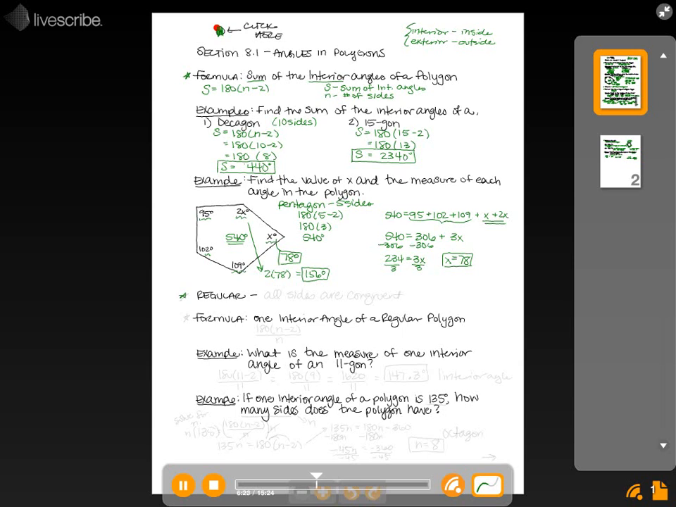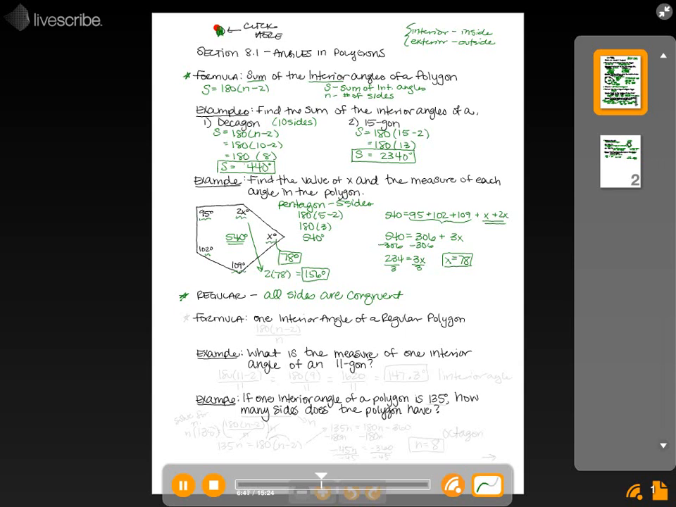All right, next thing we're going to talk about, we have a definition here, regular, and we've talked about what regular means. It means that all sides are congruent or equal. Every side in the polygon is going to be the same measure. Something like an equilateral triangle or a square. Those are examples of regular polygons because all the sides are the same.